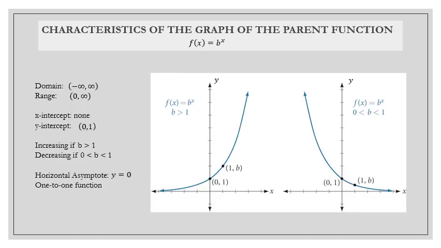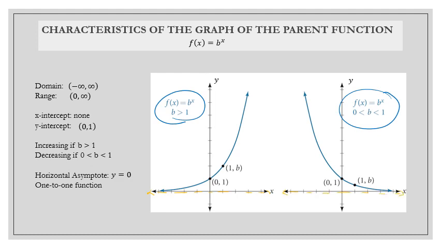Okay, so these are characteristics of our new parent function, b to the x. If b is a value greater than 1, we will get exponential growth, and if b is a fraction between 0 and 1, we have exponential decay. The domain of these functions is all real numbers. Their range is from 0 to infinity. There is no x-intercept. We have a horizontal asymptote along the x-axis, so the line y equals 0 is our horizontal asymptote.